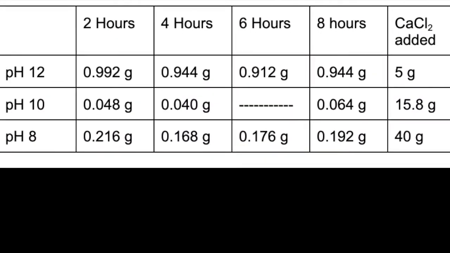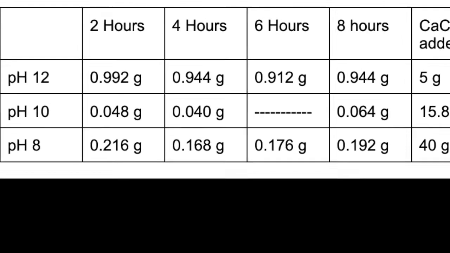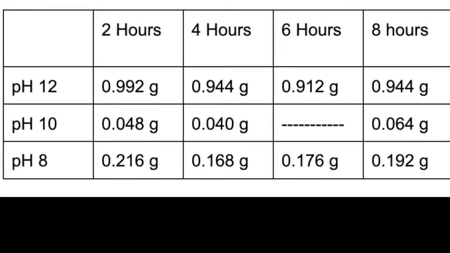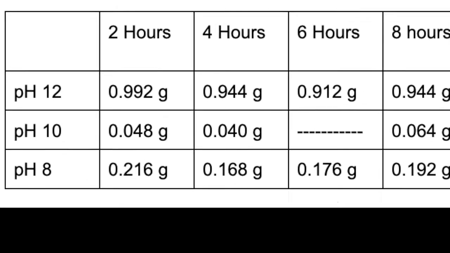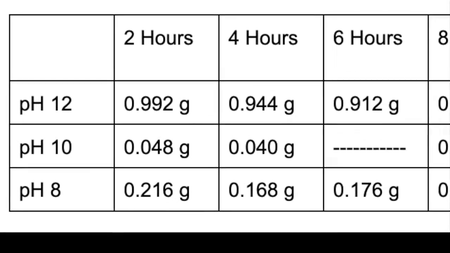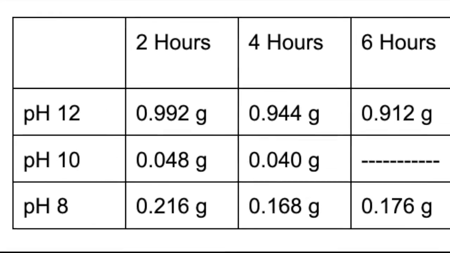We were initially expecting to measure the change over time for each reaction, but the values stagnated after 2 hours, implying that the reaction stops occurring before 2 hours. The pH of 12 by far gave the most calcium carbonate despite starting with the least amount of calcium chloride. This shows that the reaction is far more favorable at extremely high pH values.